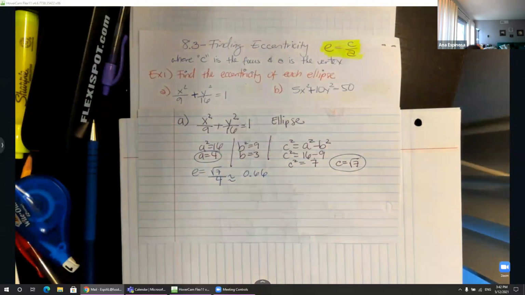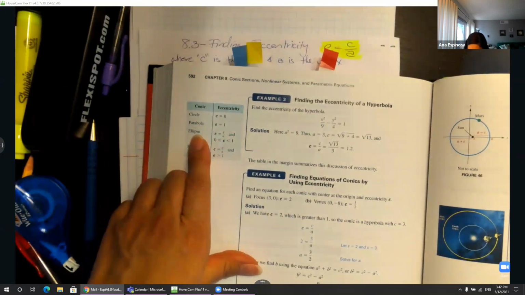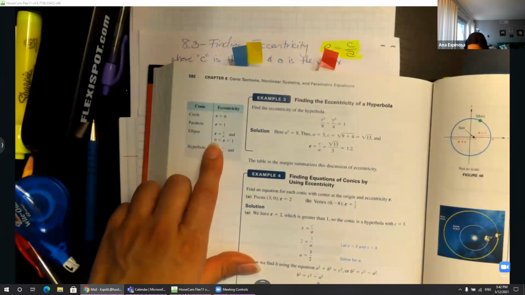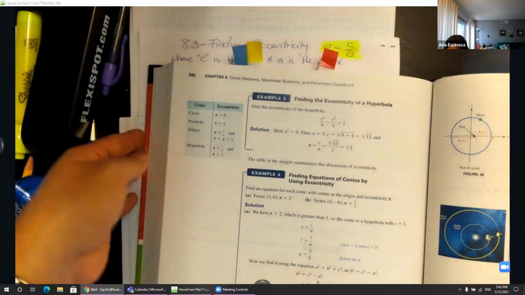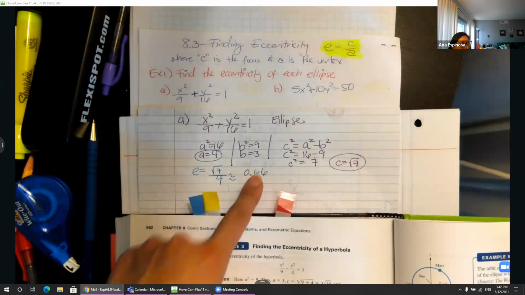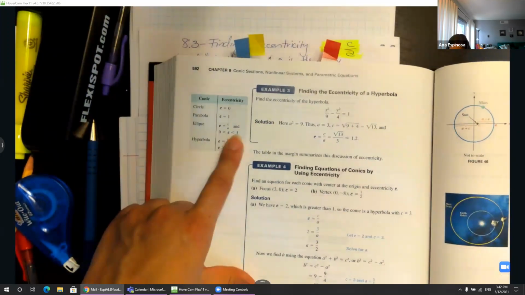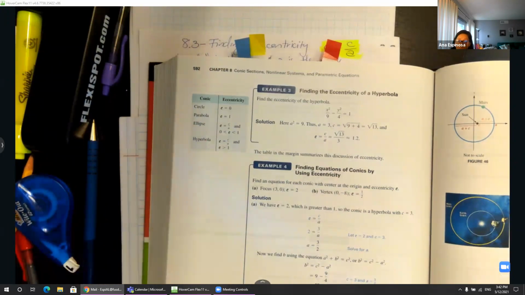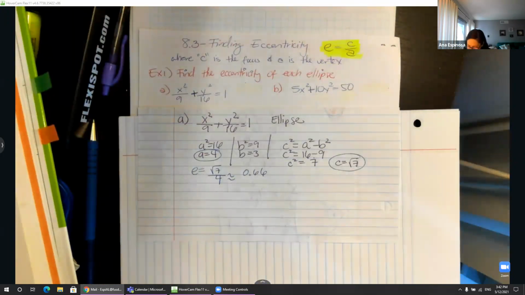0.66. And if you look at the book, which you have available on Pearson, and you go to 8.3, you can tell what a conic is by just knowing the eccentricity. If they give you an eccentricity between 0 and 1, that has to be an ellipse. The answer that we got was 0.66. That number is between 0 and 1, so it had to have been an ellipse, and it is true. Okay? That's basically all you do.